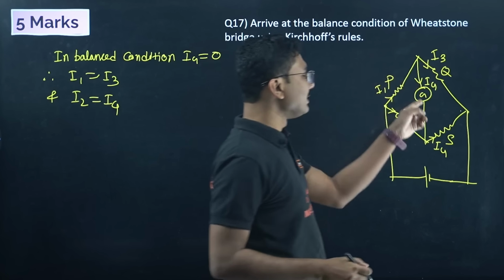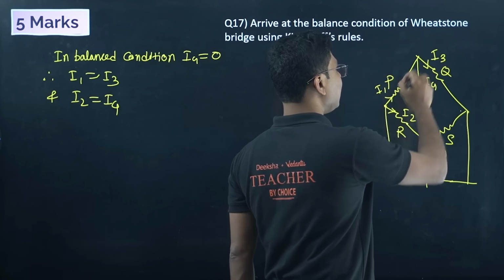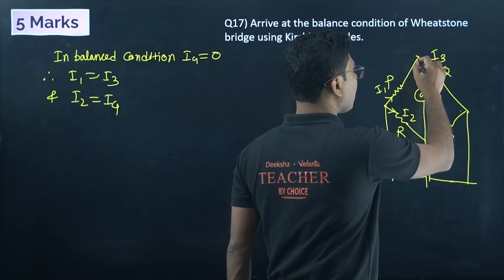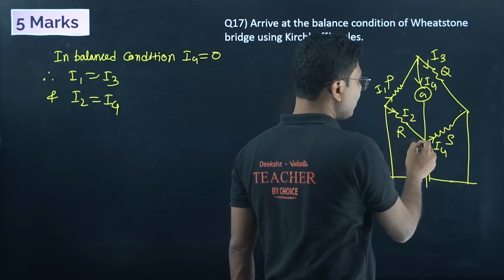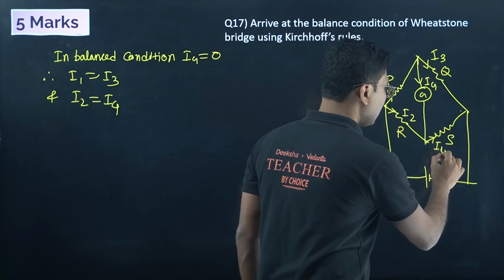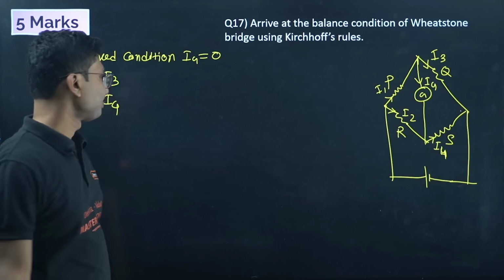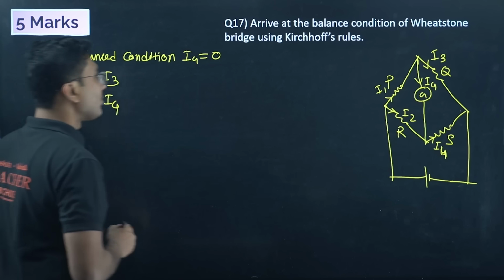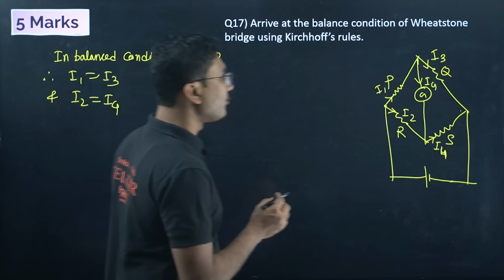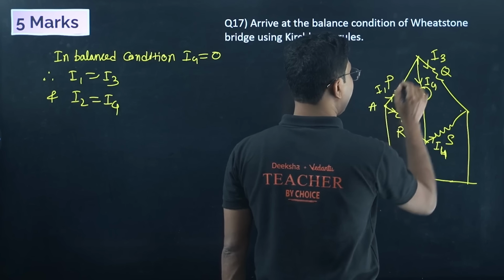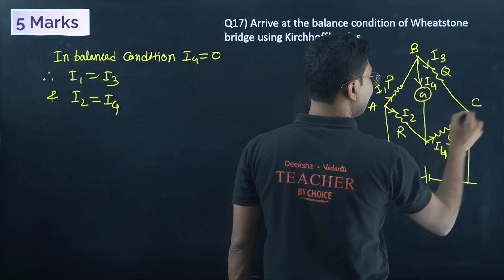So if Ig is 0, if this current is 0, then this current should be equal to this current from Kirchhoff's laws. Again I2 should be equal to I4 as well. These two currents must be the same because Ig is 0. Now we have to apply Kirchhoff's voltage law in this loop A, B, C, D.